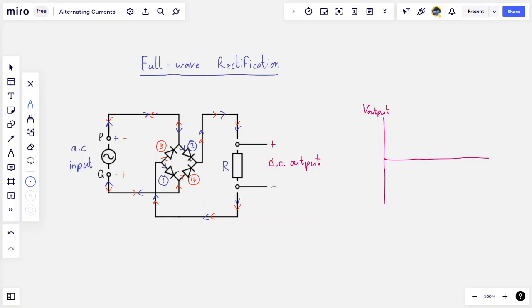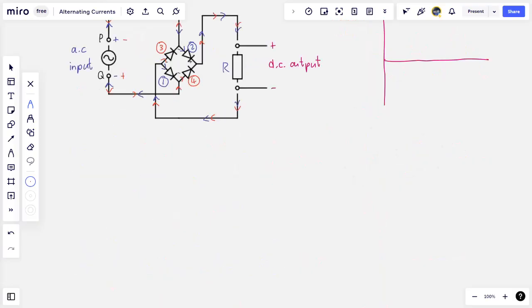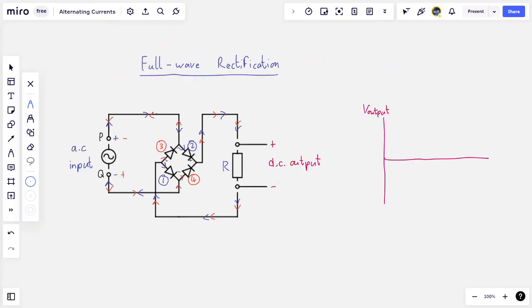So if I measure the voltage across the resistor, something very similar to half-wave rectification, but I've taken my valleys and turned them into hills. I've taken away the negative current and replaced it with positive current. So I'm not losing half a cycle. Even when Q became positive and P became negative, I still had current moving through the circuit. And it always moves across the resistor in the same direction.